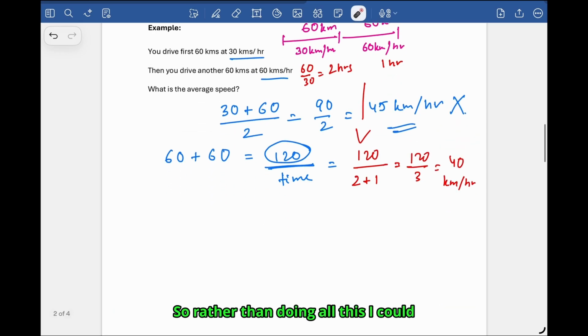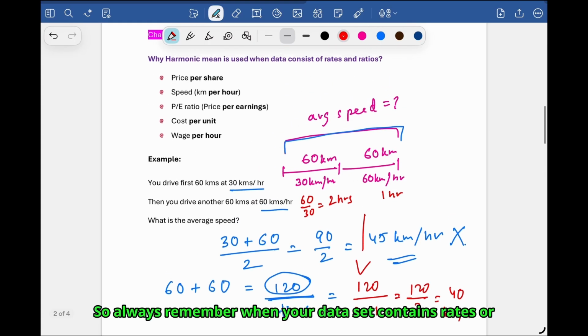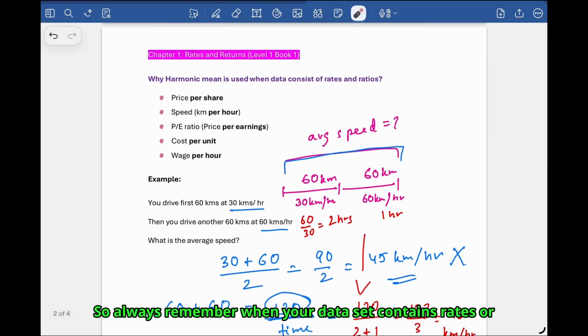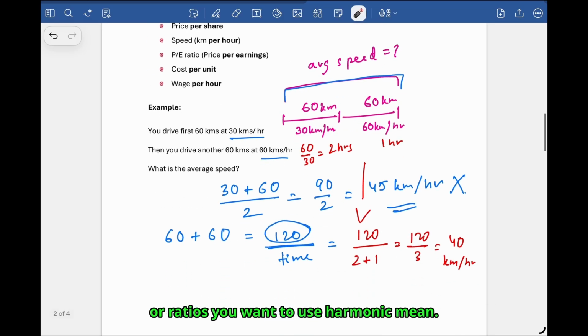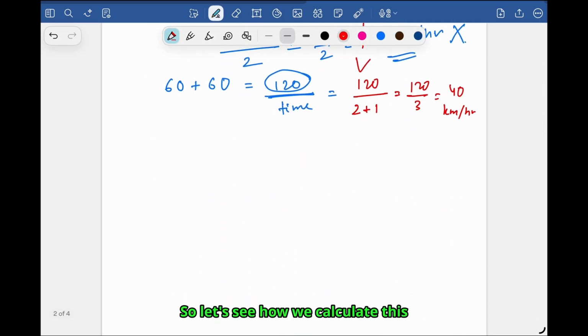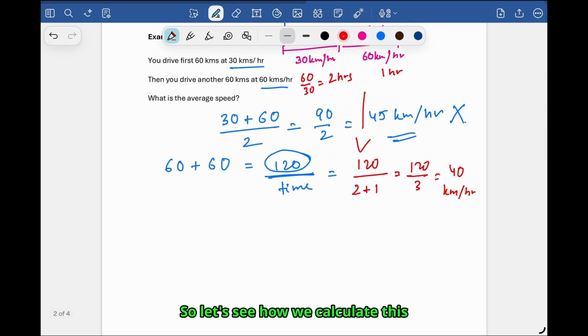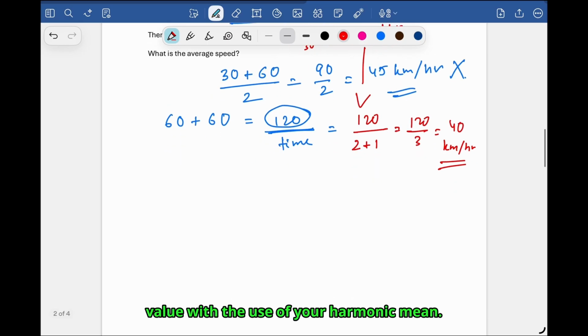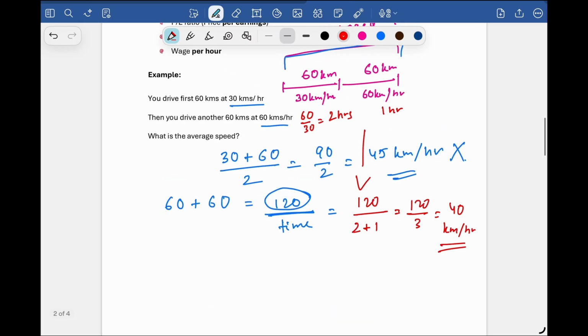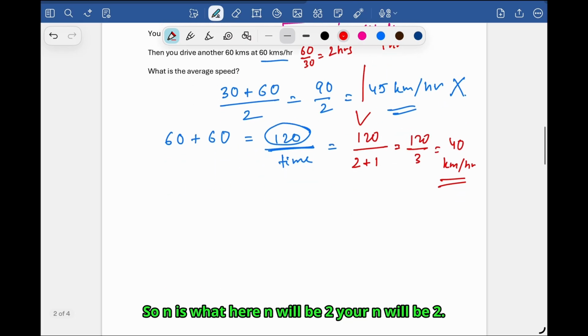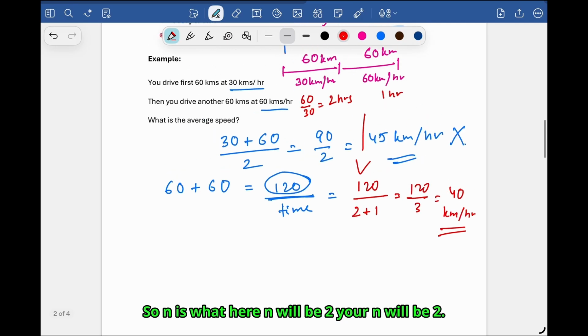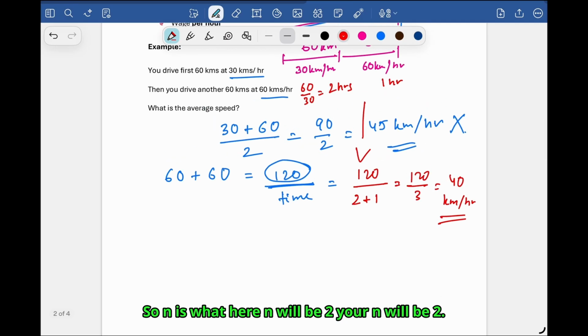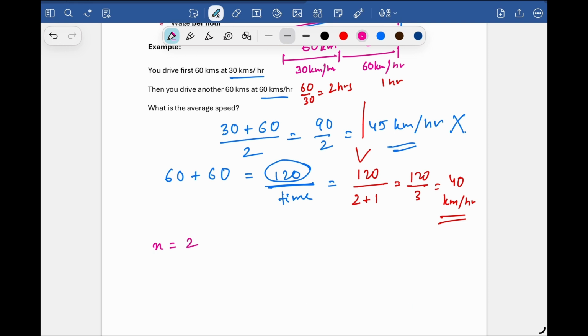So rather than doing all this, I could have used harmonic mean in this case. So always remember, when your dataset contains rates, or is in the form of rates or ratios, you want to use harmonic mean. So let's see how we calculate this value using the harmonic mean. So n is what here? n will be 2, right?